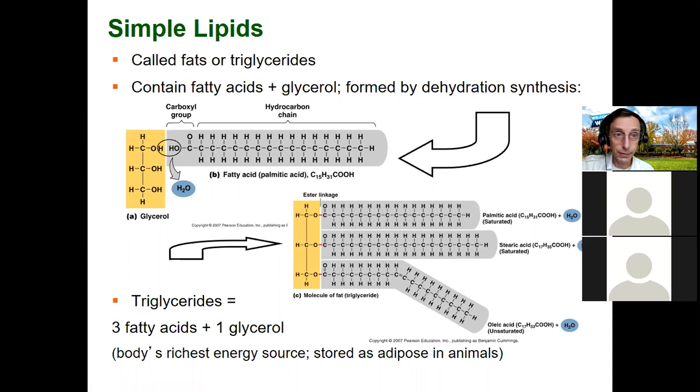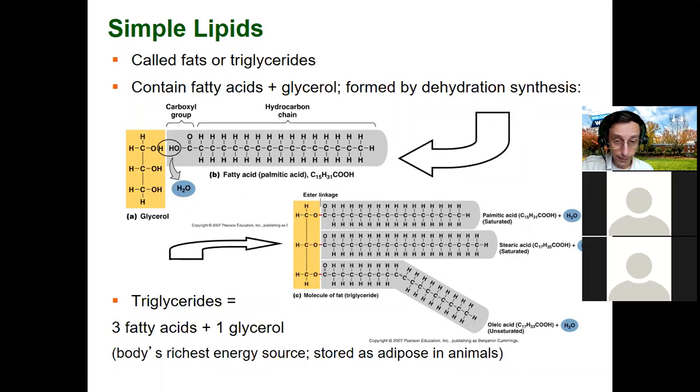When we're talking about simple lipids, we call them fats or triglycerides. They do contain fatty acid moieties and glycerol. Glycerol shown here, and then a fatty acid moiety here. And they're bound together in a dehydration synthesis, meaning water comes out, the hydrogen from the glycerol and the OH from the carboxyl end of the fatty acid. In a triglyceride or a fat, you have three fatty acids bound to the glycerol, and that's why we call it a triglyceride.